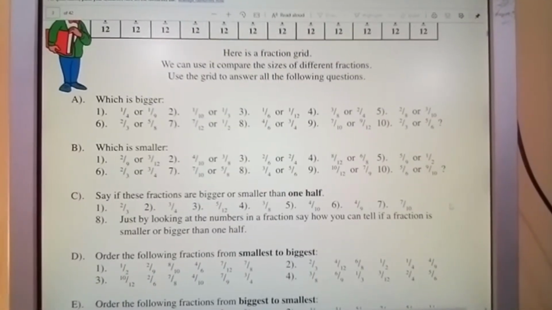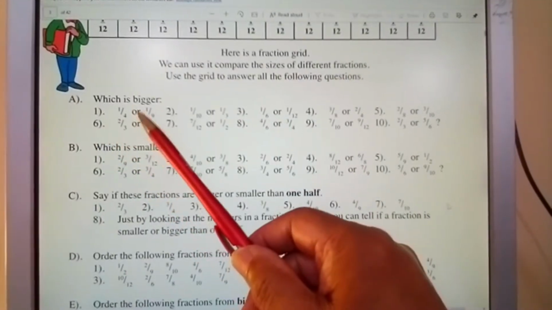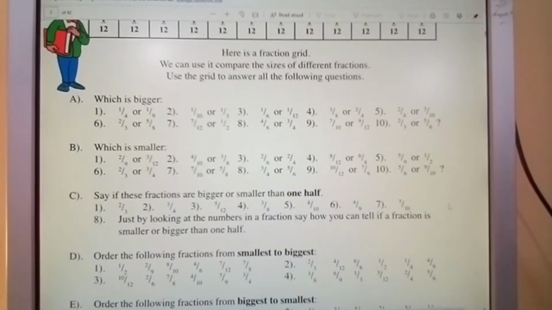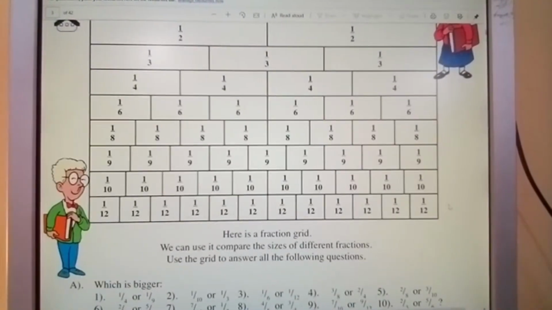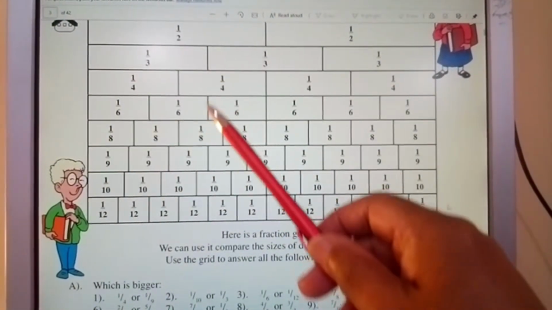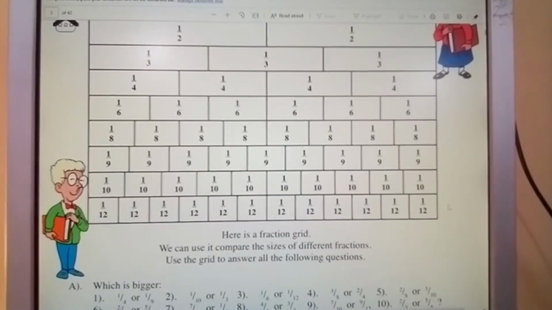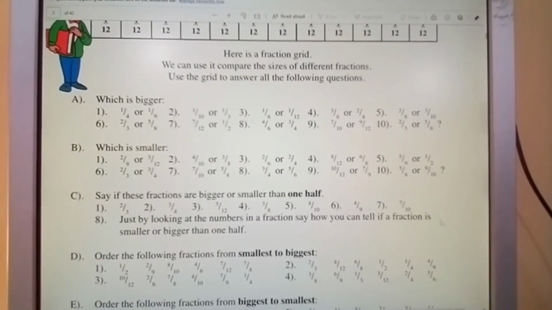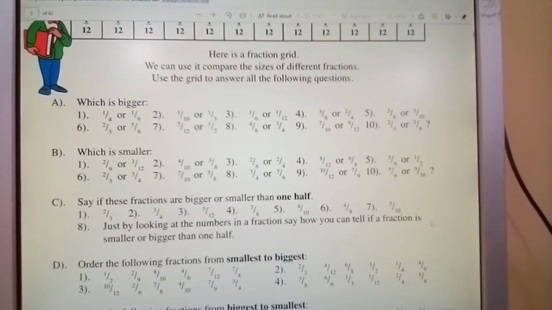Right here, which is bigger, a quarter or a 9th? Now, if you go back to your grid, you can see that a quarter is obviously bigger than a 9th, okay? And these are questions for you to answer and to work out, okay, for yourselves.